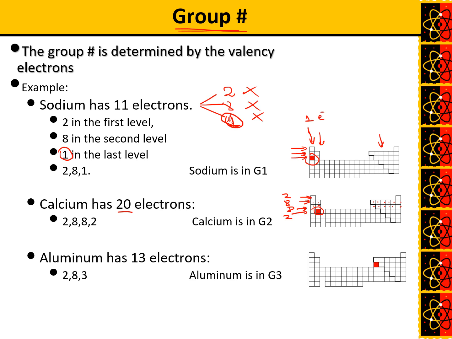How do I know that? Because of the position in the periodic table again. Which is the group number? Well, calcium is located in the second column, so that is group equals 2. So it's group 2. In the case of aluminum, it's going to be 2 electrons in the first level, 8 in the second level, and 1, 2, and 3 in the third level. So that's why it's 2, 8, and 3.